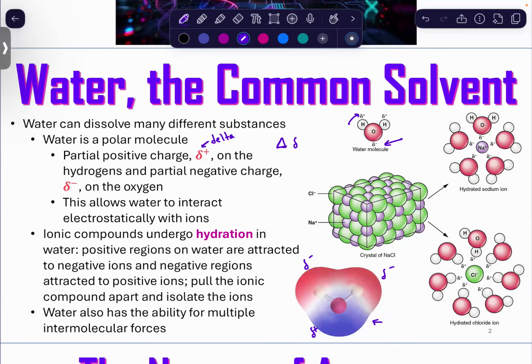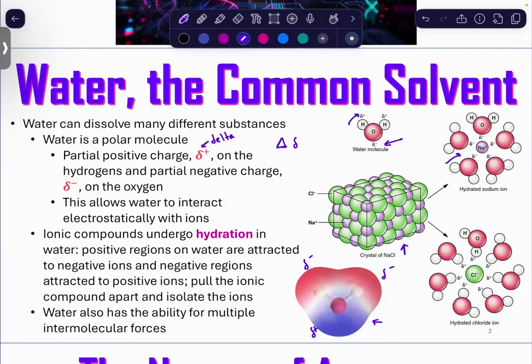When water interacts with ionic compounds, the ionic compound undergoes what's called hydration. Hydration is when water comes in, and here you see a block of sodium chloride, or common table salt. Sodium chloride is an ionic compound with sodium ions and chloride ions. The water comes in, and the negative region of water starts picking off the positive sodium ions and separating them from the salt crystal.